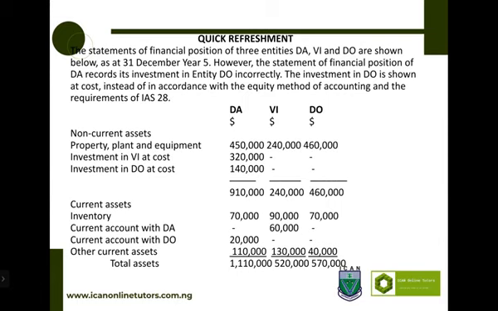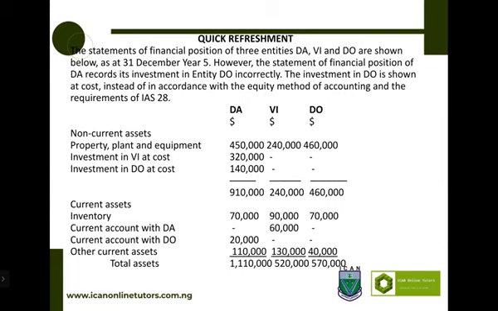If not for time, I would have asked you, what method does IAS 28 ask us to use? But let me read your mind. I can see somebody saying the equity method, right? Yes, fine, absolutely. IAS 28 asks us to use the equity method of accounting when we are accounting for investment in associates. And what does the equity method of accounting say?